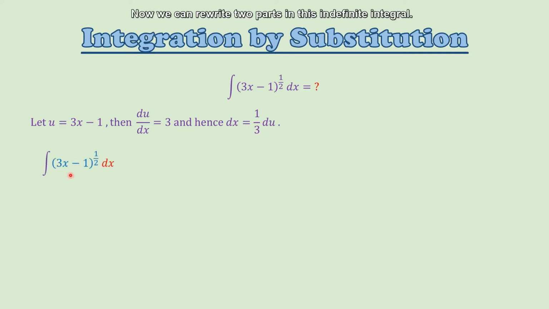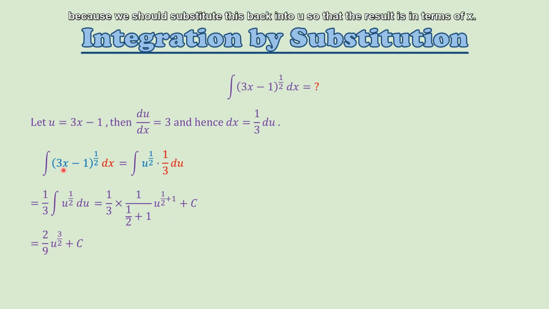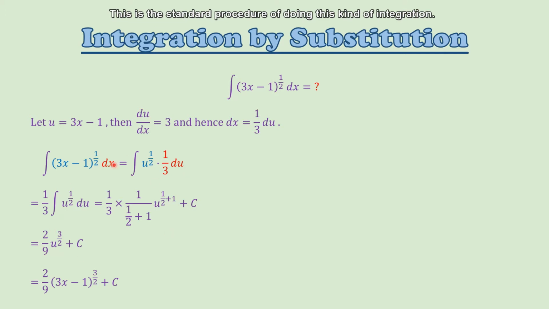Now we can rewrite two parts in this indefinite integral. First of all, we can rewrite (3x minus 1) to the power half to be u to the power half. And then we can rewrite dx to be 1/3 du. Afterwards, we can do integration as usual, and we can get that the result is equal to 2/9 times u to the power 3/2 plus c. Please note that it is not yet the final answer, because we should substitute this back into u, so that the result is in terms of x.